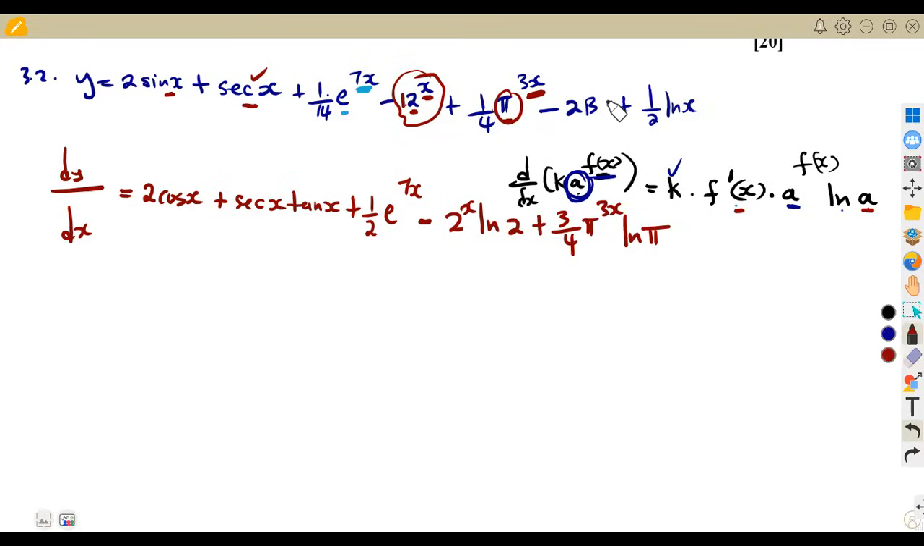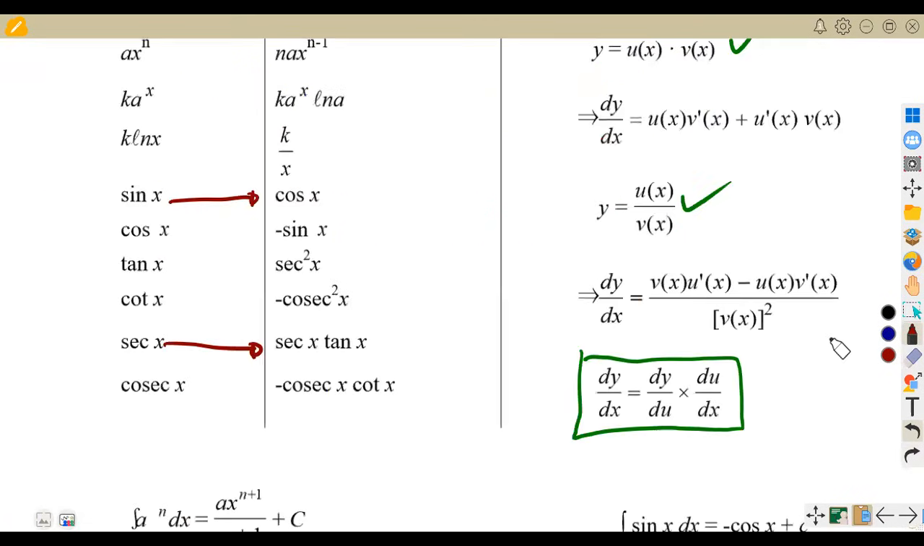All right, then we move on to minus 2b. Remember, this is a derivative with respect to x. So every part that does not have x is a constant. So this is a constant, and we know that the derivative of a constant is equal to 0. So it's going to be minus 0. Then here we've got ln. Remember, the derivative of ln is 1 over x. It's also given on your formula sheet here. Let me just show you. The derivative of k ln x is going to be k over x.